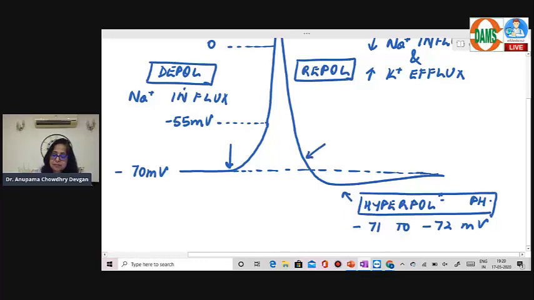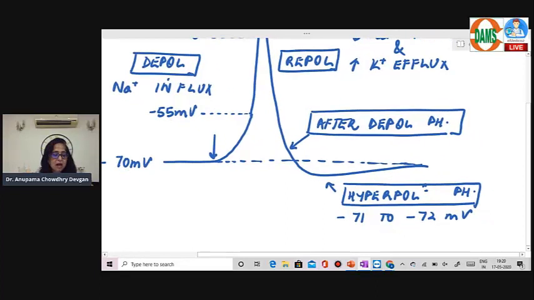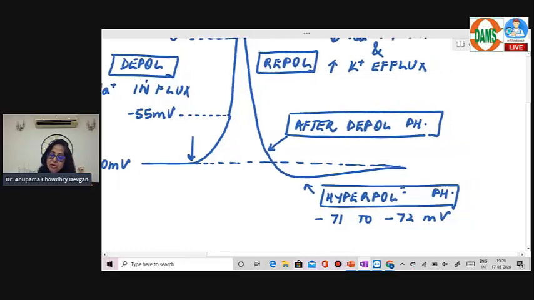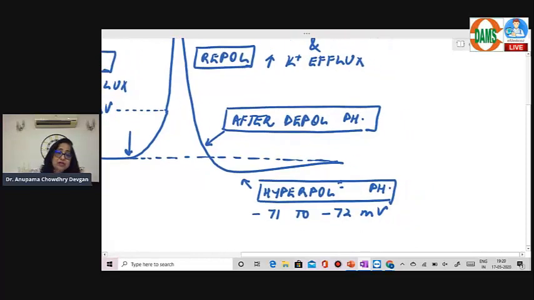There is another phase here. This is what is known as the after depolarization phase. Please remember, though it is happening after the repolarization phase, the name is after depolarization phase. There is nothing wrong with the term here. Now, what is this after depolarization phase due to?